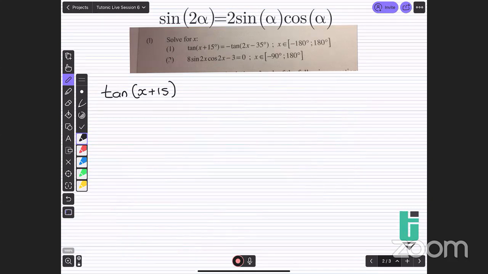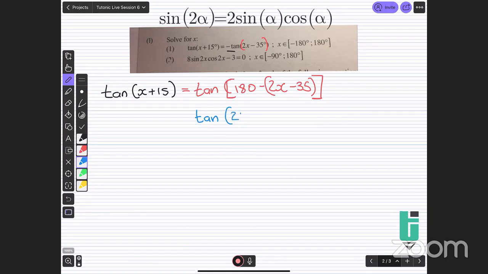So what I did was, after the equal sign, there's a negative tan, and tan is negative in the second quadrant. So then I said that x plus 15 is equal to 180 minus the second angle from the equation, which is 2x minus 35. So tan, 180 minus this. And then I took the minus sign in, which is 180 minus 2x plus 35, which is 215 minus 2x.